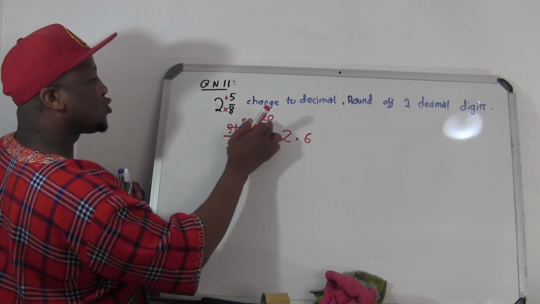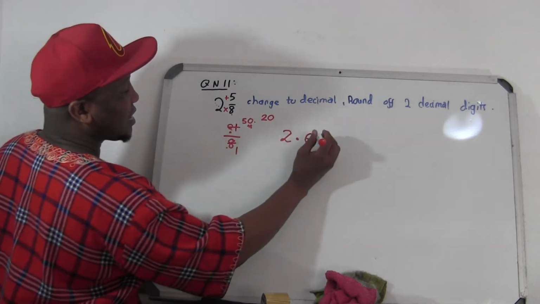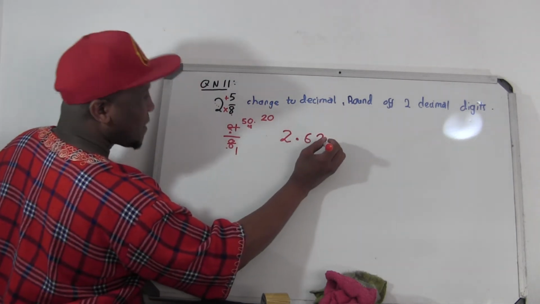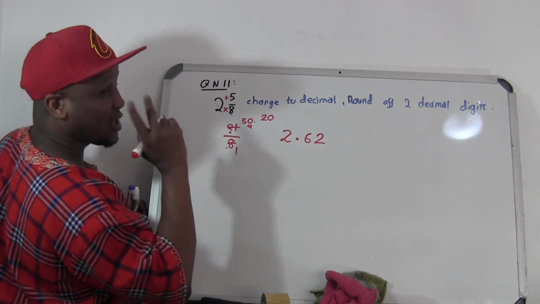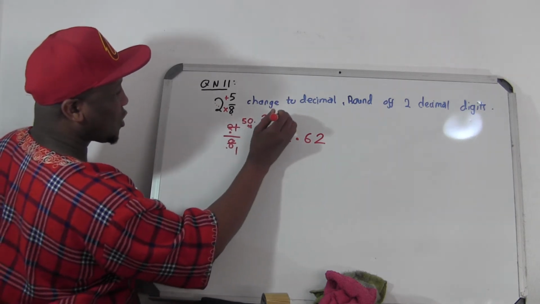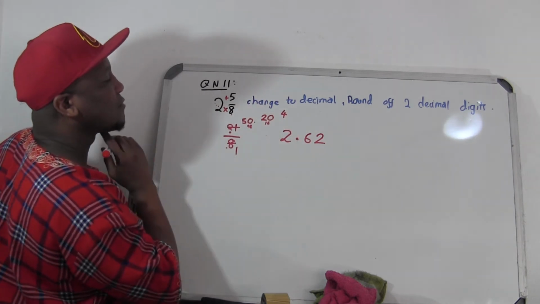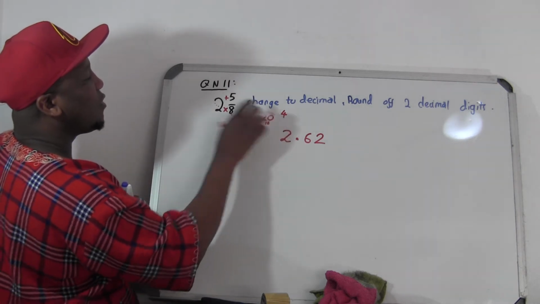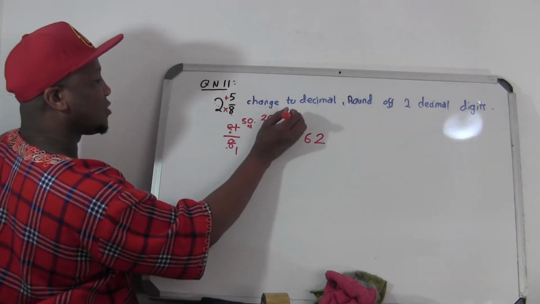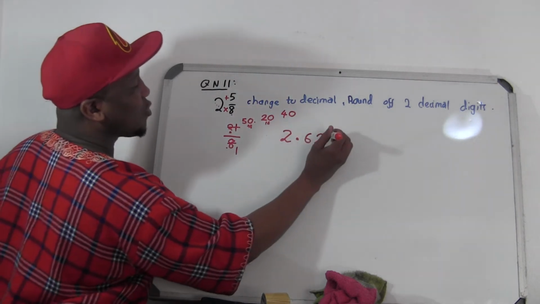Now how many 8 in 20? There are 2, which is 16. You say 2 times 8, which is 16. So what you're going to be left with? 4. Write your 4 here. Can 8 go in 4? No, it cannot. So add 0. How many 8 in 40? It's going to be 5.